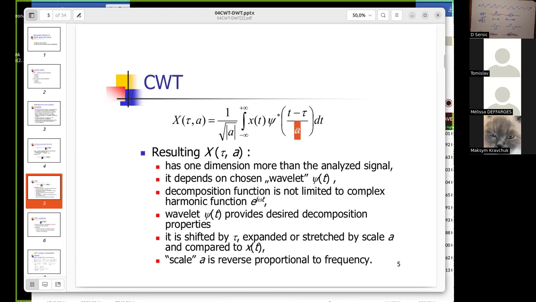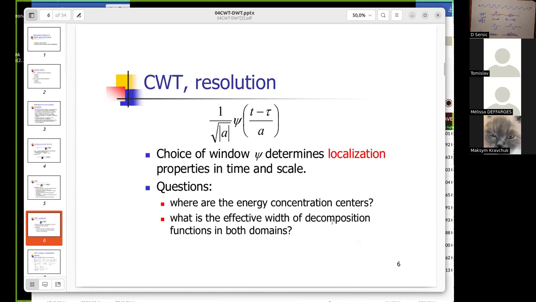Scale a is somehow inversely proportional to the frequency, because the longer signal is slower, it corresponds to lower frequency. Shorter signal is faster, it corresponds to higher frequency. So in this, a is not a frequency, it is something that is inversely proportional to the frequency. And now we ask our standard questions. Where is that function in the time and frequency domain, and how big is it?